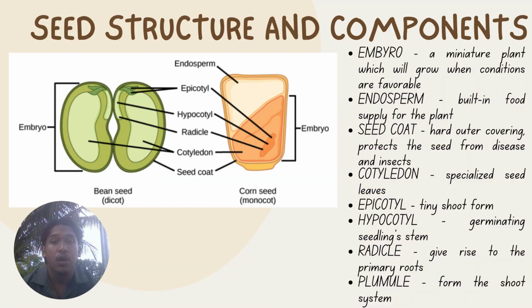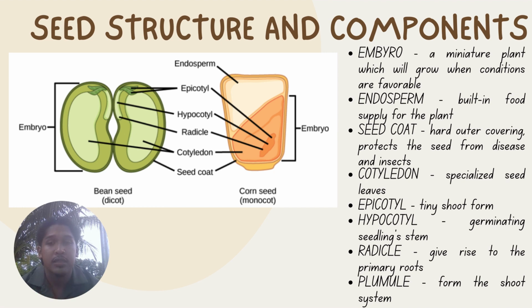Now, let's look at the seed structure and component. Before we go on through that, the seed has two types. One is dicot, the second is monocot. What is the difference between these two? The first one is dicot, which contains two cotyledons. The second one is monocot, which contains only one cotyledon. So that is the difference between these two types of seed.